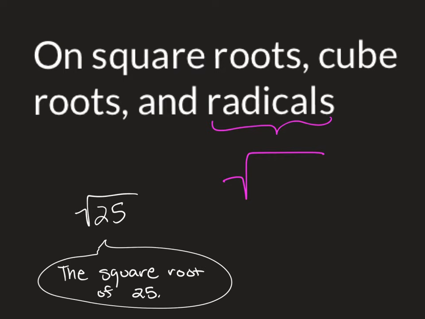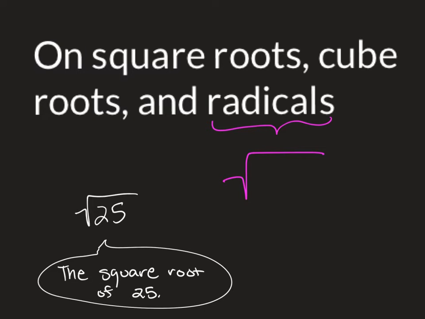Okay, in this video what I'm going to cover is stuff about square roots, cube roots, and radicals. So let's just get it out of the way right now. A radical is literally that symbol. Now you're probably used to saying like the square root of 25, which is totally okay. Kind of like that. So if you were just saying the square root of 25.